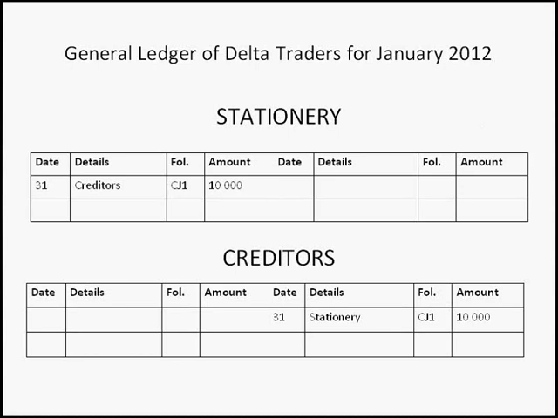The other account that I'm using is creditors. My creditors is increasing, and because creditors is a liability, liabilities increase on the credit side, so my entry is on the credit side. Date is the 31st. Details is stationery because stationery is the other account that I'm using. Folio is CJ1, Creditors Journal 1, because that's where I got the information from, and the amount is 10,000 Rand.